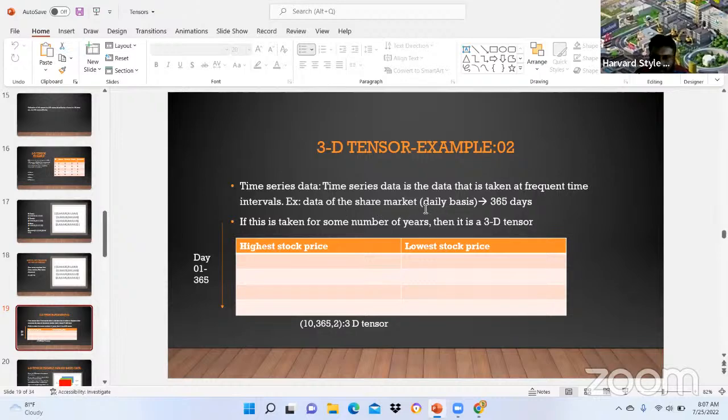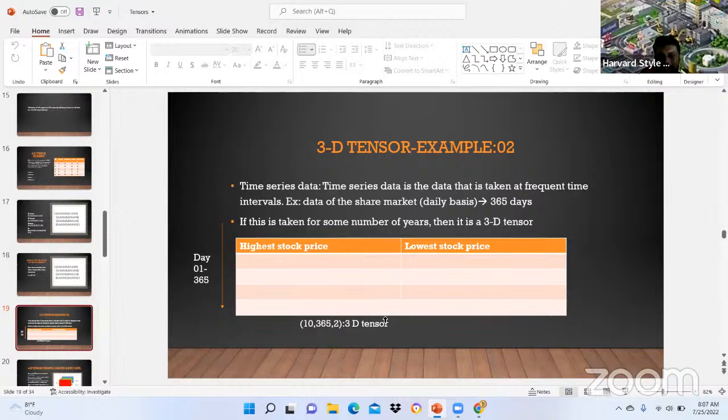Example, data of the share market. Daily basis you are taking, up to 365 days. Okay, guys. If this is taken for some number of years, then it is a 3D tensor. We'll see how it comes. Now, in the stock prices, I am recording the highest stock price and the lowest stock price as my attributes. Day by day, I'm taking. That means how many days per year? 365. The first day, second day, third day, fourth day, like that, go up to 365.